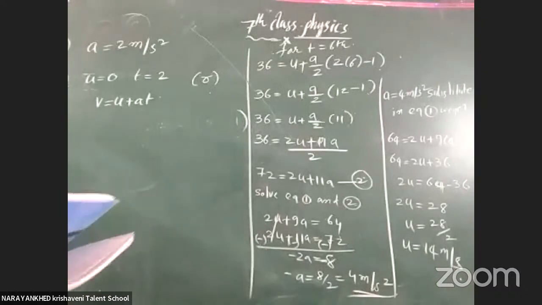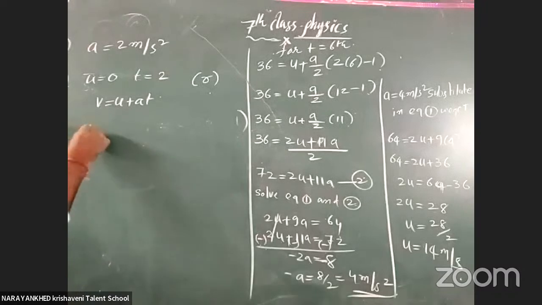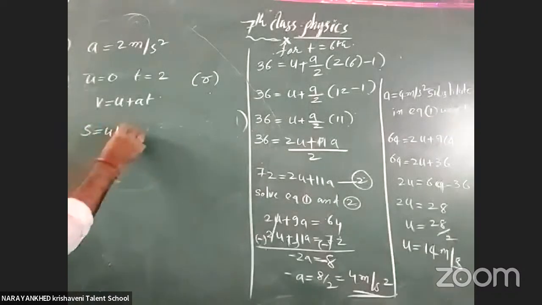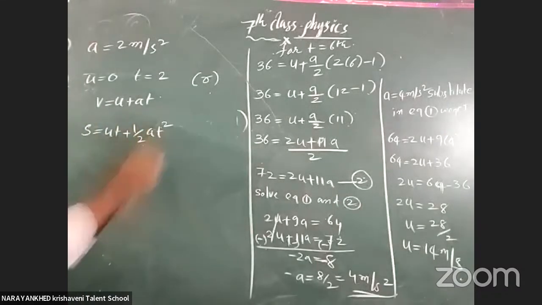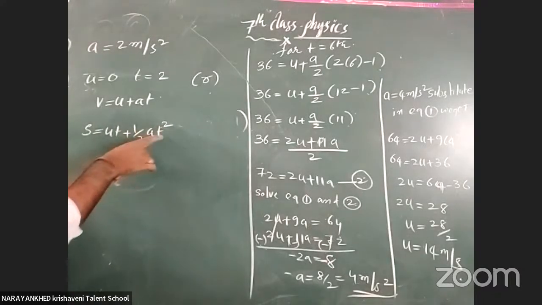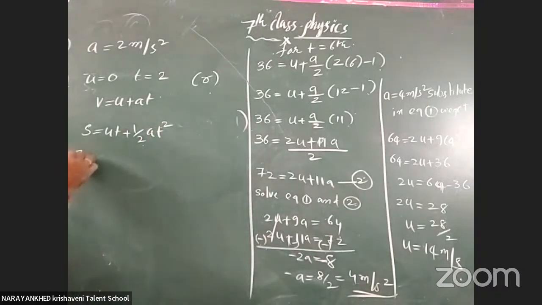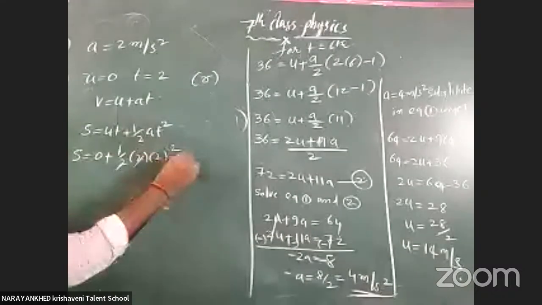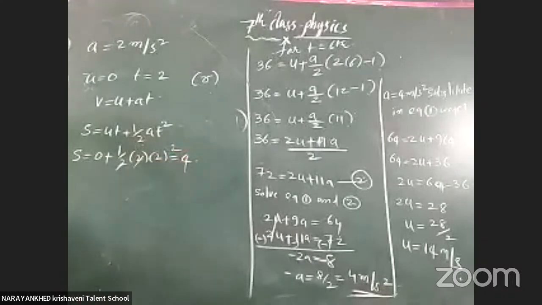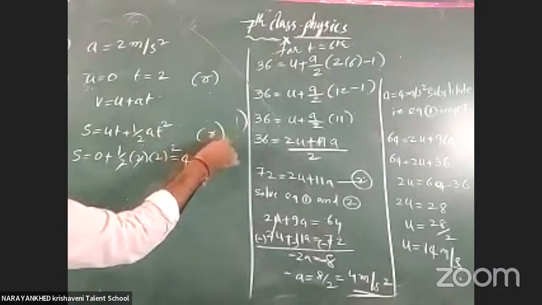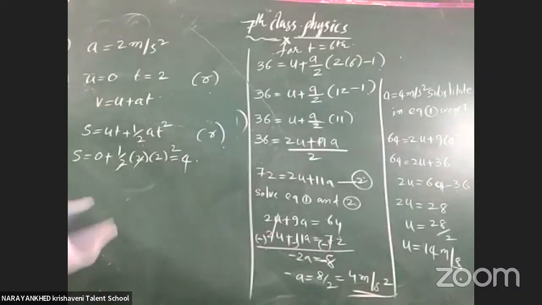And next, the B: distance covered in the first 2 seconds in meters. Now there is a formula you have to use: s is equal to ut plus half at square. Clear or not? You substitute u is equal to 0, and the a and t values here. You get 0 plus half into 2 into 2 square. The 2s cancel each other, and it is also 4 only. The answer is 4. Okay, clear or not?